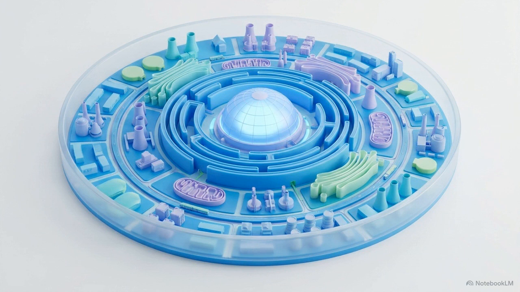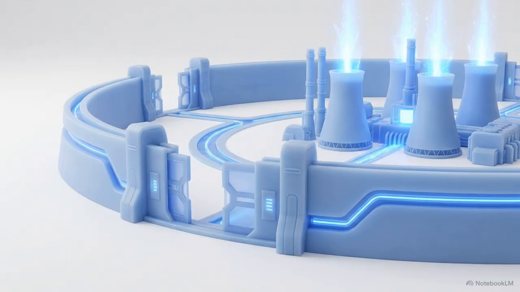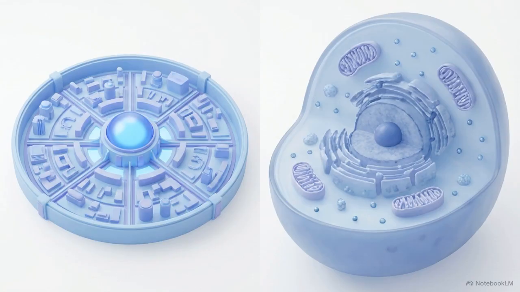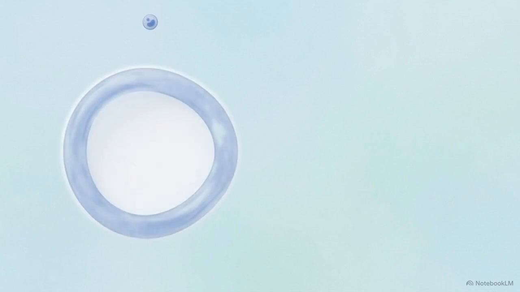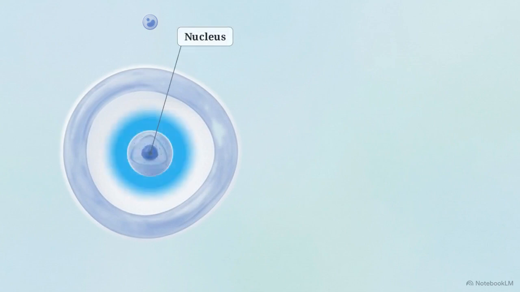Picture a highly organized, enclosed city. You have a central town hall calling the shots, a strict perimeter wall deciding what gets in, and power stations keeping everything running. A eukaryotic cell operates exactly like that. Looking at this animated diagram on the left, we can use an animal cell as our baseline model. It contains the standard operating system required for all eukaryotic life.